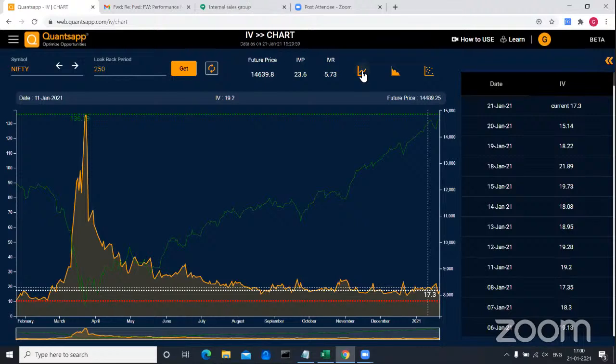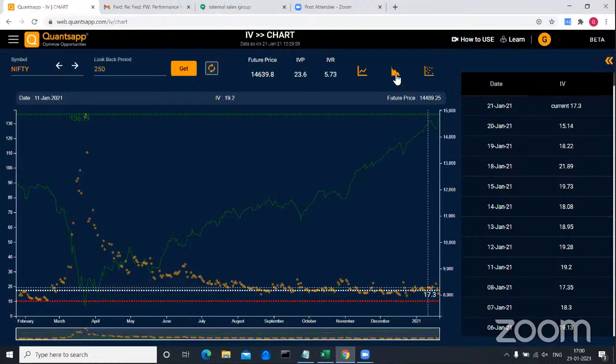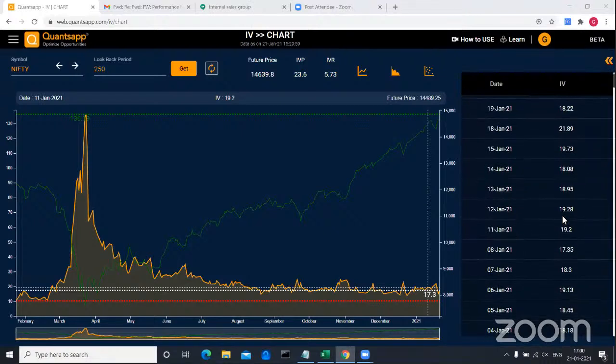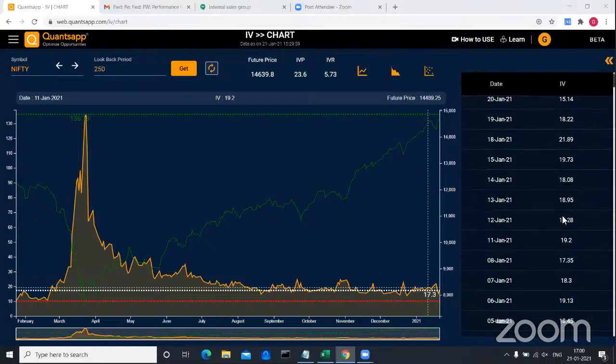Then further you have the different table view, sorry, chart view, I mean to say. You can see that. And if I go to the table view, in the table view you can see date-wise how the IV has been, whether it was in an increasing part or a decreasing part. So you can track the daily implied volatility of any stock or index. So this was about the IV chart.